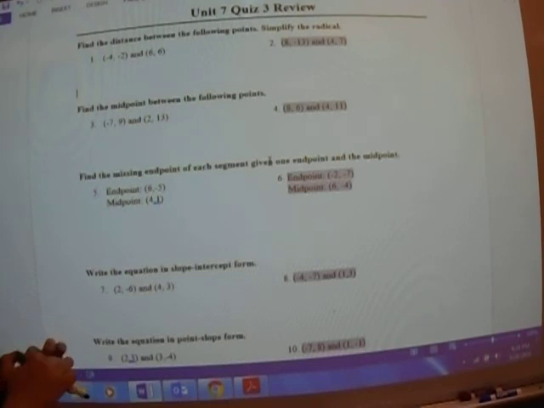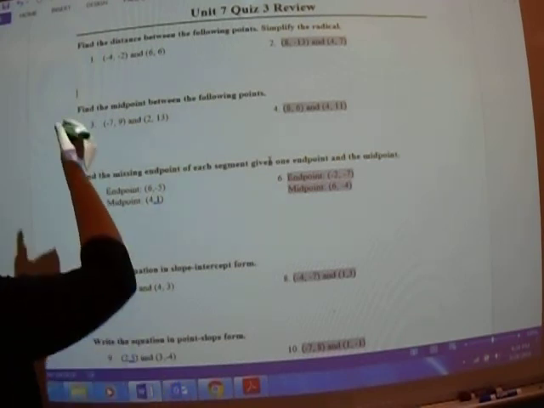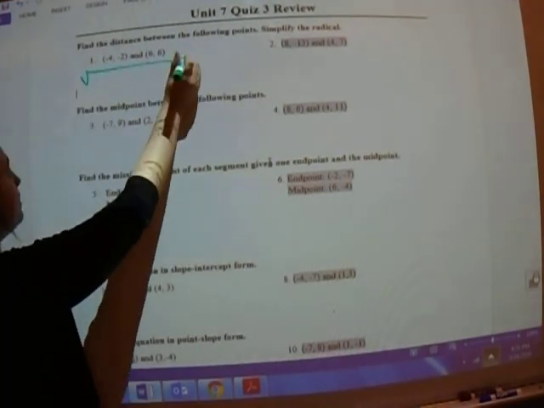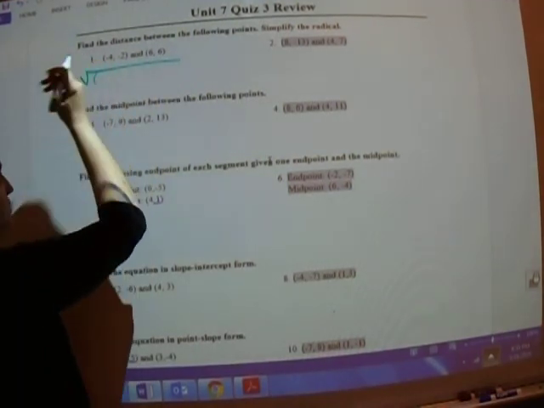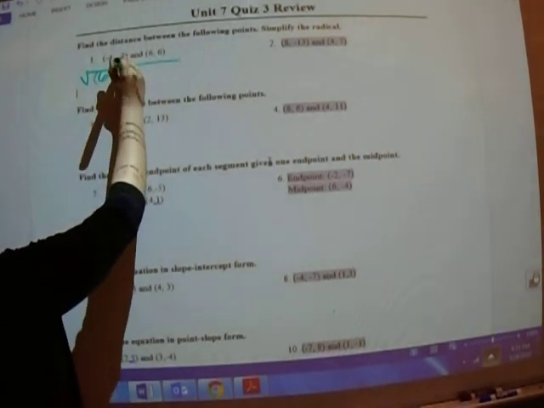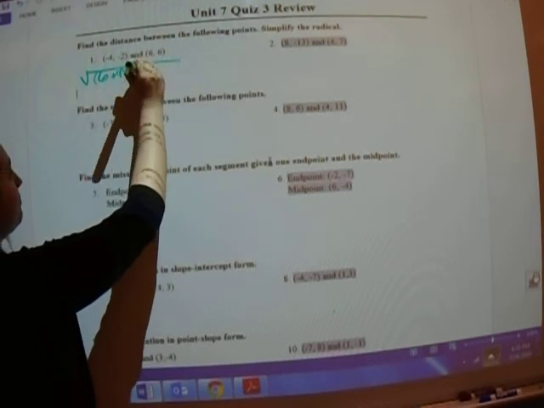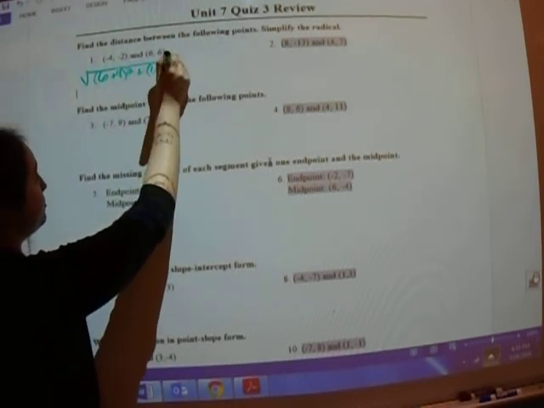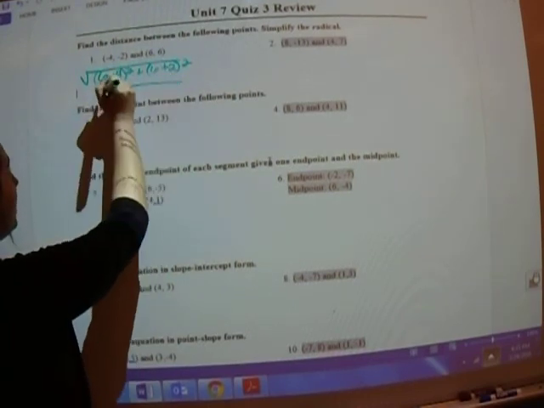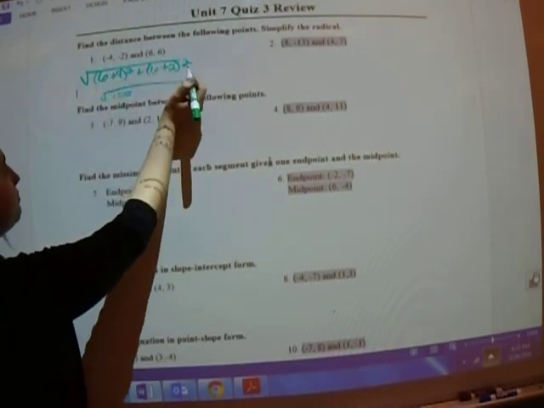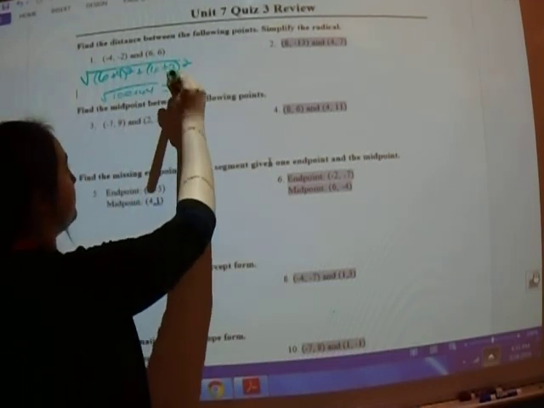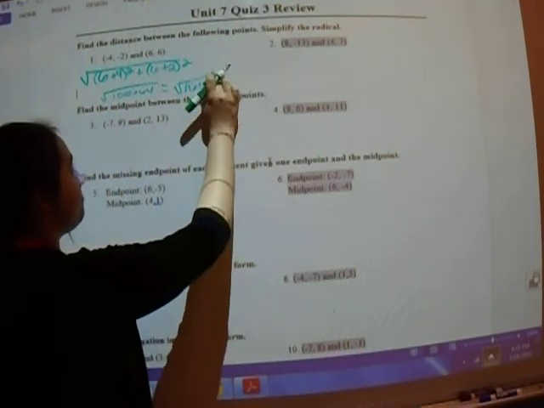Find the distance between the following points and simplify the radical. Well, for number 1, we use the distance formula. So we just plug and chug. 6 minus -4, so plus 4 squared, plus 6 minus -2, so plus 2 squared. We end up with 10 squared, which is 100, plus 8 squared, which is 64. We get the square root of 164.